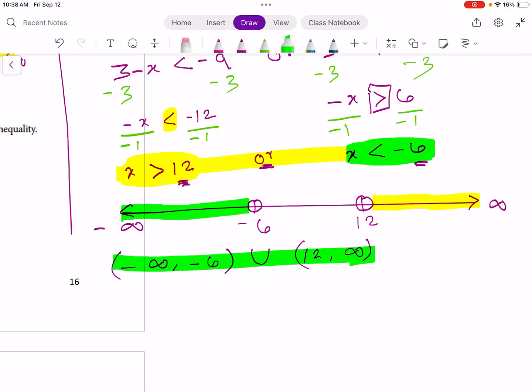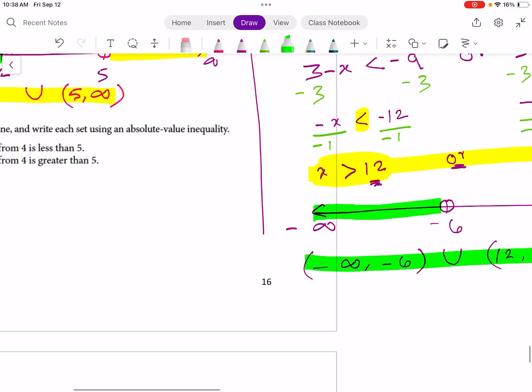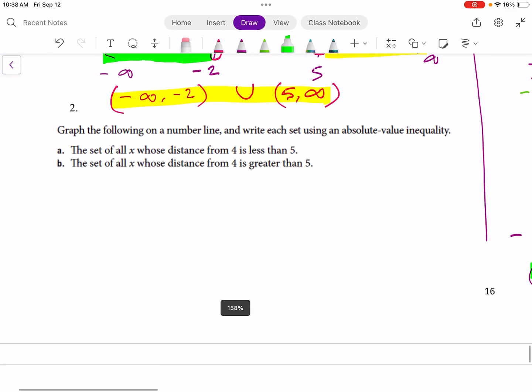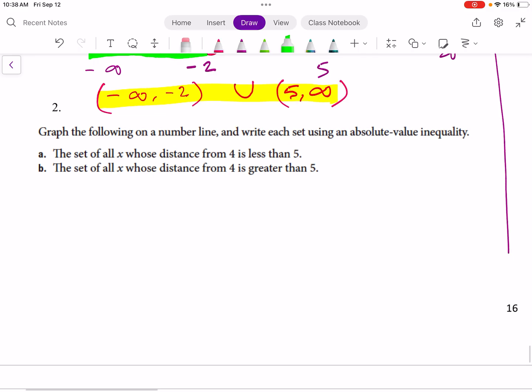Okay, any question? All right, now let's go to the next one. Here we are asked to graph the following on a number line and write each set using an absolute value inequality. The set of all x whose distance from 4 is less than 5. Now how do we write this in absolute value inequality form?